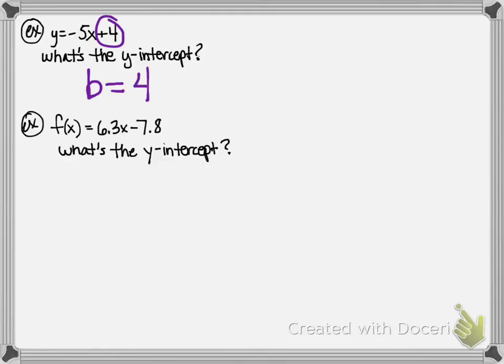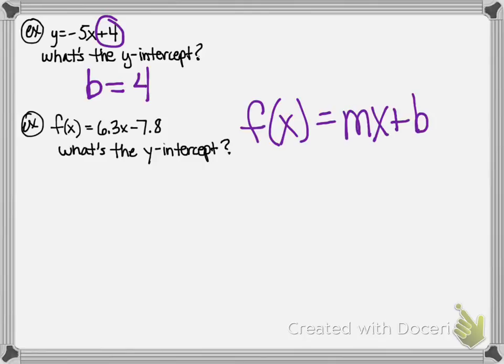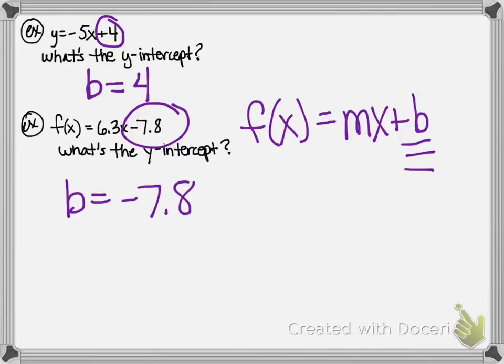Let's look at this function. F of x equals 6.3x minus 7.8. Remember, we're looking at the form mx plus b. b is the y-intercept. So negative 7.8 is the y-intercept. But what these really mean is a point on the graph.